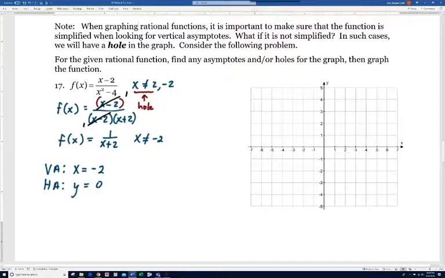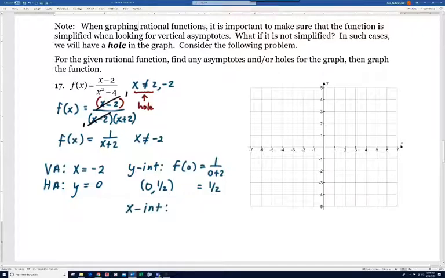Next, let's find a couple of easy points. Well, we talked about intercepts, so let's find the y-intercept. If you let x be 0, or you find f of 0, you're going to get a half. So the y-intercept is 0, a half. What about the x-intercept? Well, if we let y be 0, notice our numerator is 1. And so this fraction's never going to equal 0 because the numerator will never be 0.